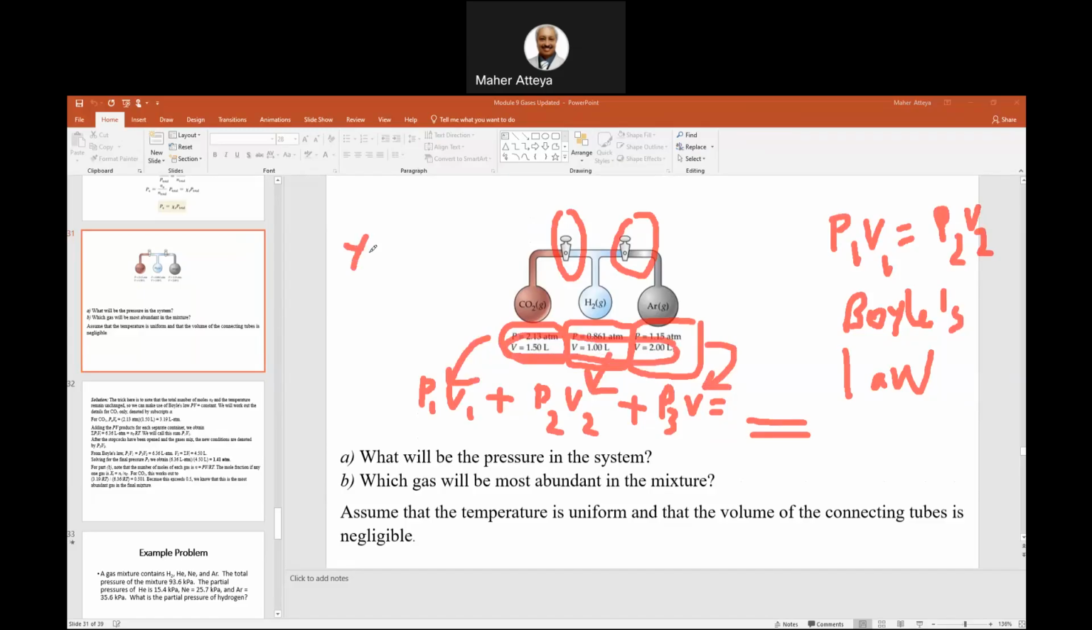So the total volume is 2.13, correct? Plus 1.00 plus 2.00. So now we have the product of the Boyle's law for each gas after mixing, and we know the total volume. So we set up the whole thing here.